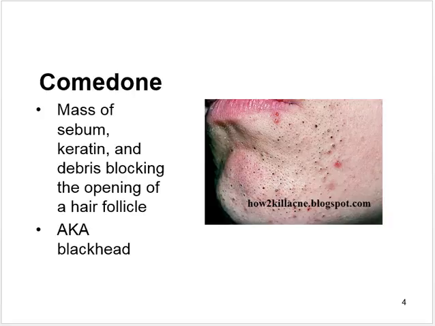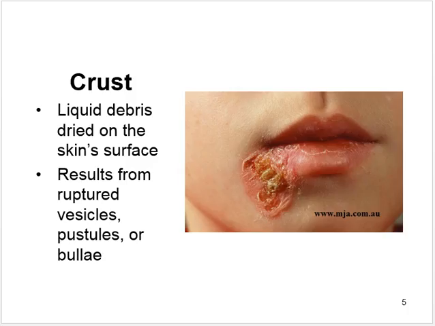A comedone is a mass of sebum, keratin, and debris blocking the opening of a hair follicle. It's also known as a blackhead. Crust is liquid debris dried on the skin surface. It results from ruptured vesicles, pustules, or bullae.